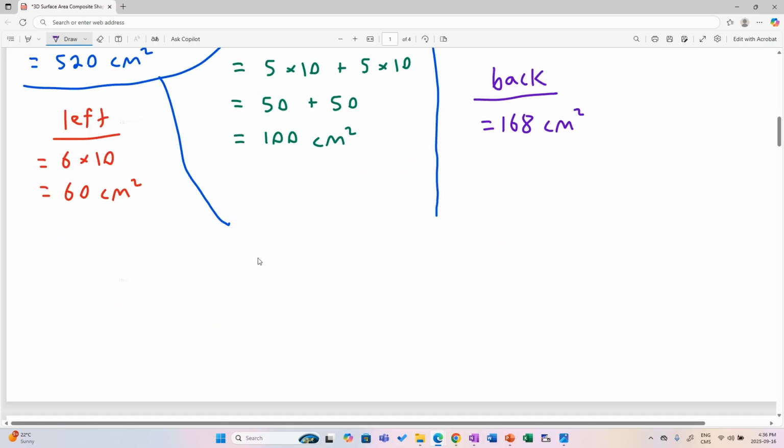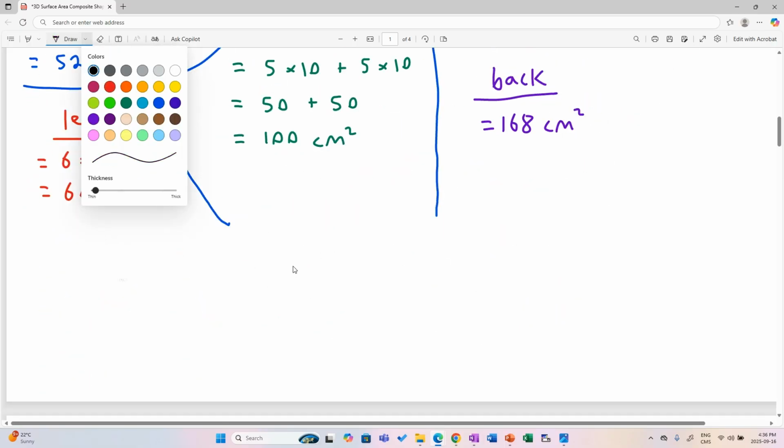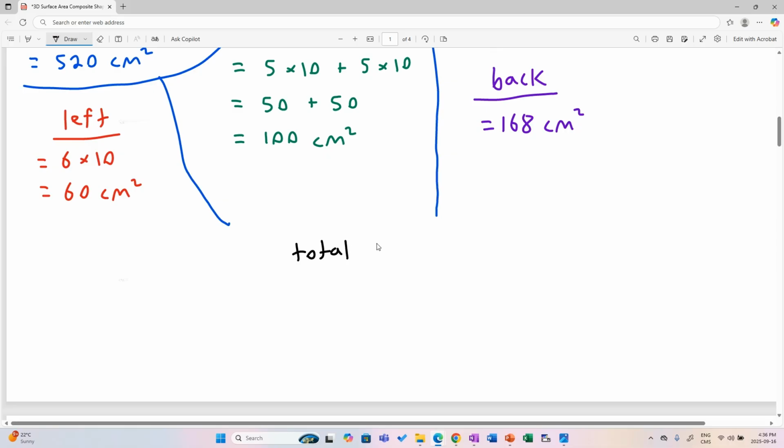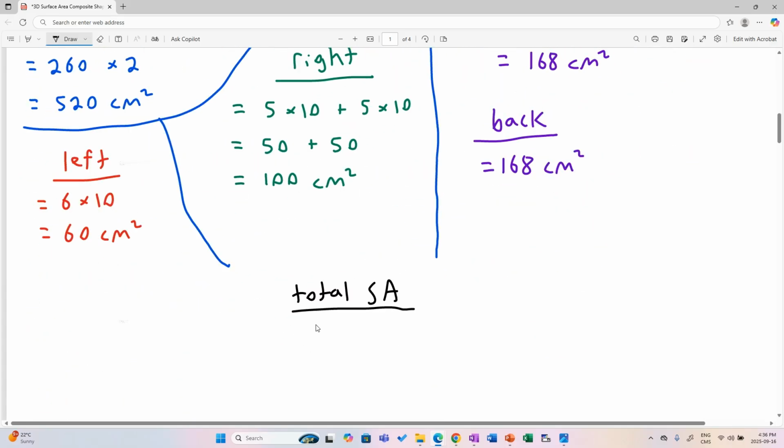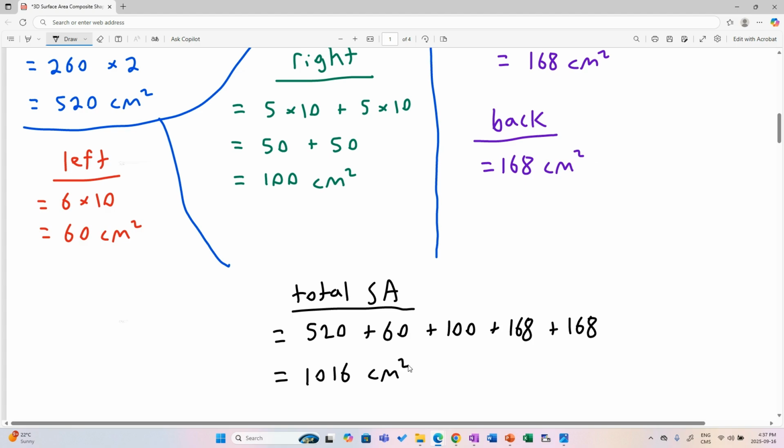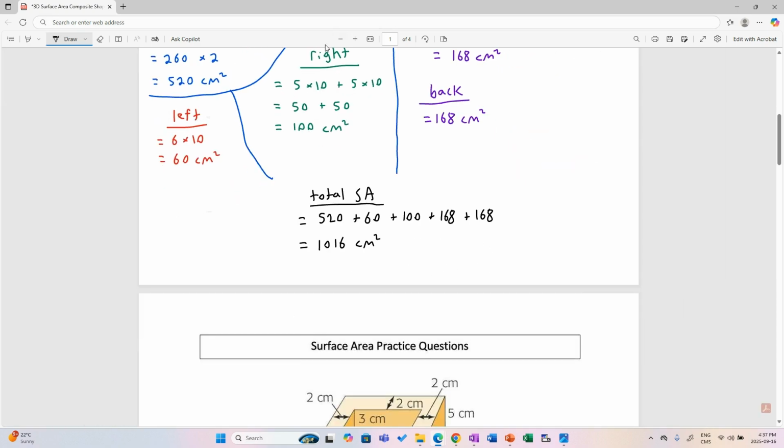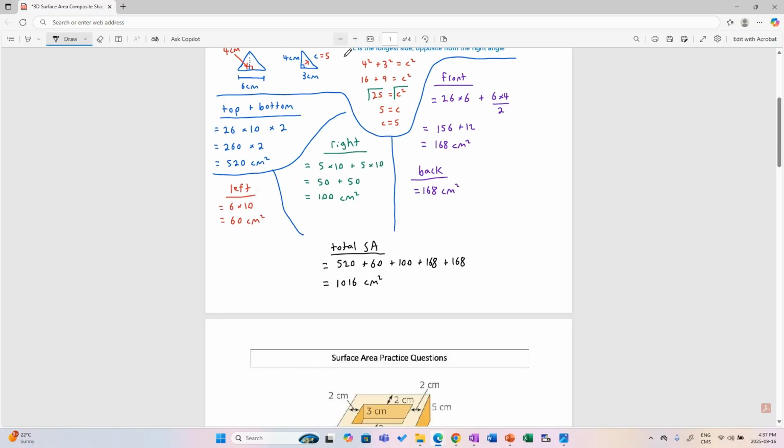Now I just find the total surface area. Total surface area will simply be when I add all of my sides together. So I've got 520 plus 60 plus 100 plus 168 plus 168. And the answer to that, if I add it all together, should be 1016 centimeters squared. I'll just zoom out so you can see the entire picture.